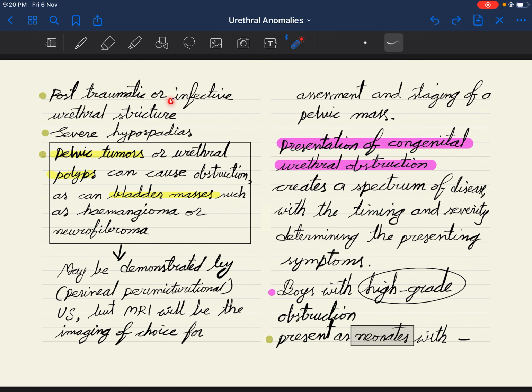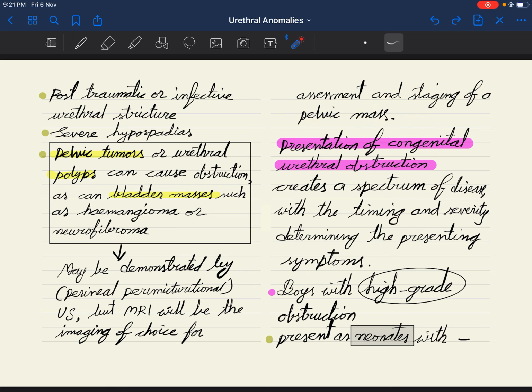Trauma or infection may lead to obstruction. Severe hypospadias is also a cause. Pelvic tumors or urethral polyps can cause obstruction, as can bladder mass such as hemangioma or neurofibroma. This can be demonstrated by ultrasound, especially perimicturition ultrasound can show polyps. But for the assessment and the staging purpose of a pelvic mass, MRI is the imaging of choice.